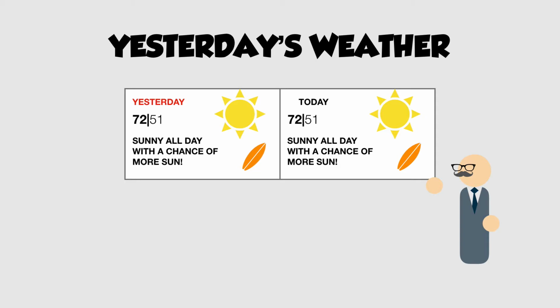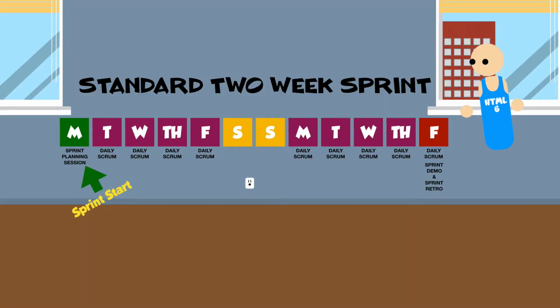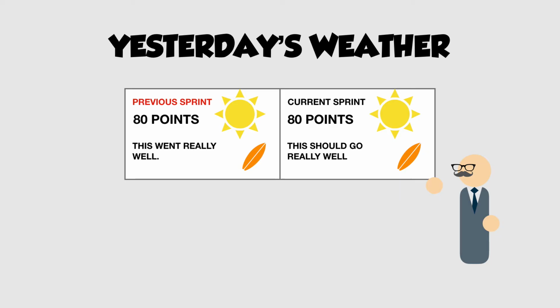And remember, the sprint planning session takes place on day one of the sprint. You can check this with the Scrum Alliance, PMI. Sprint planning session is day one of the sprint. So anyway, back to yesterday's weather. This approach assumes that this sprint is the same as the previous sprint.